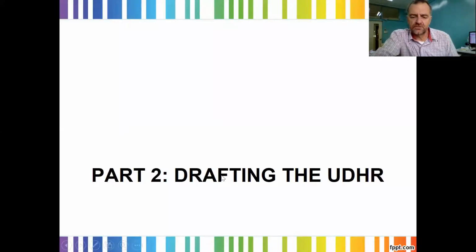Okay, so in this section, we're looking at how the UDHR appeared, what the drafting process was, and who the bodies were that were involved in deciding on this document, the Universal Declaration of Human Rights. So, at the end of World War II, there was a lot of discussion around the world that there needed to be some kind of new international order.